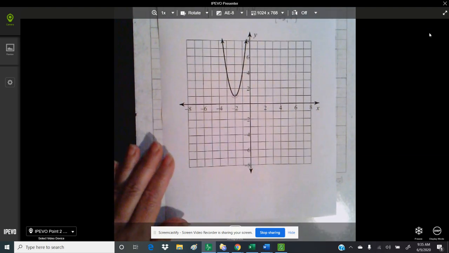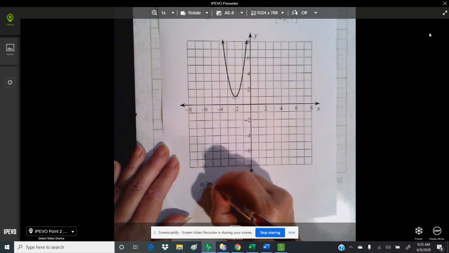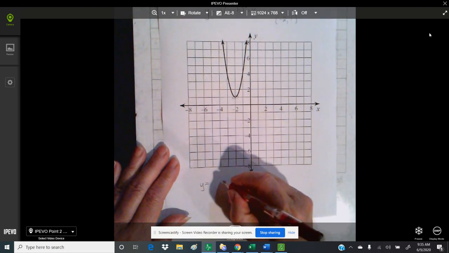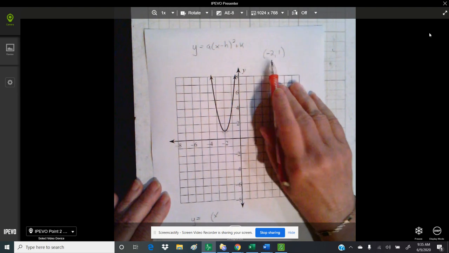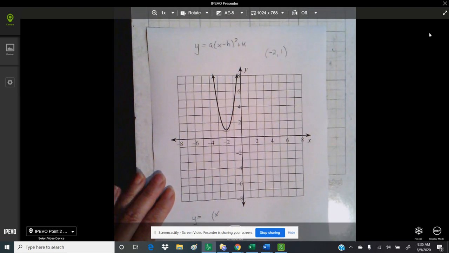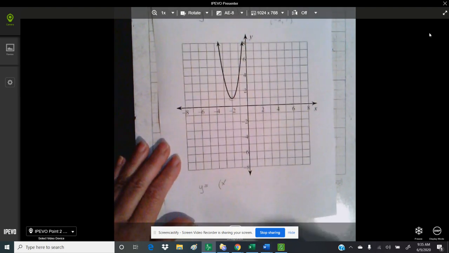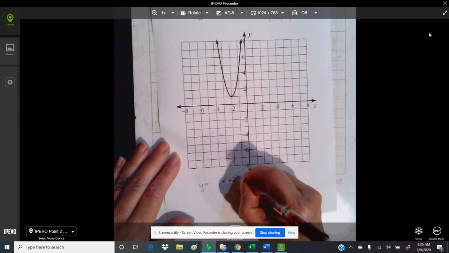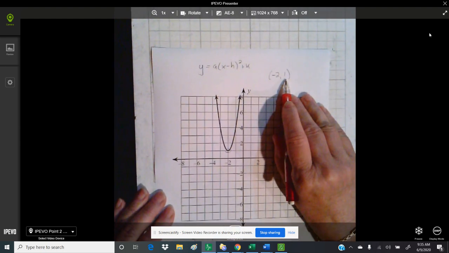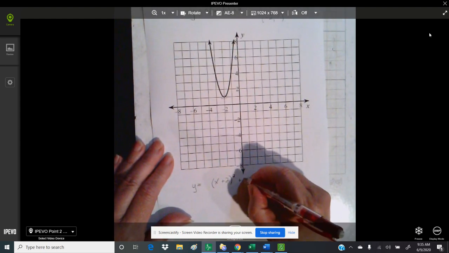So if I plug that into my equation, I have y equals, again, I'm going to leave a space for my a value because I haven't looked at that yet. Then x. Well, if this is minus 2, it's going to be the opposite of x because it's x minus a negative 2. So this will be x plus 2 squared, and this is positive, so this will stay plus 1.